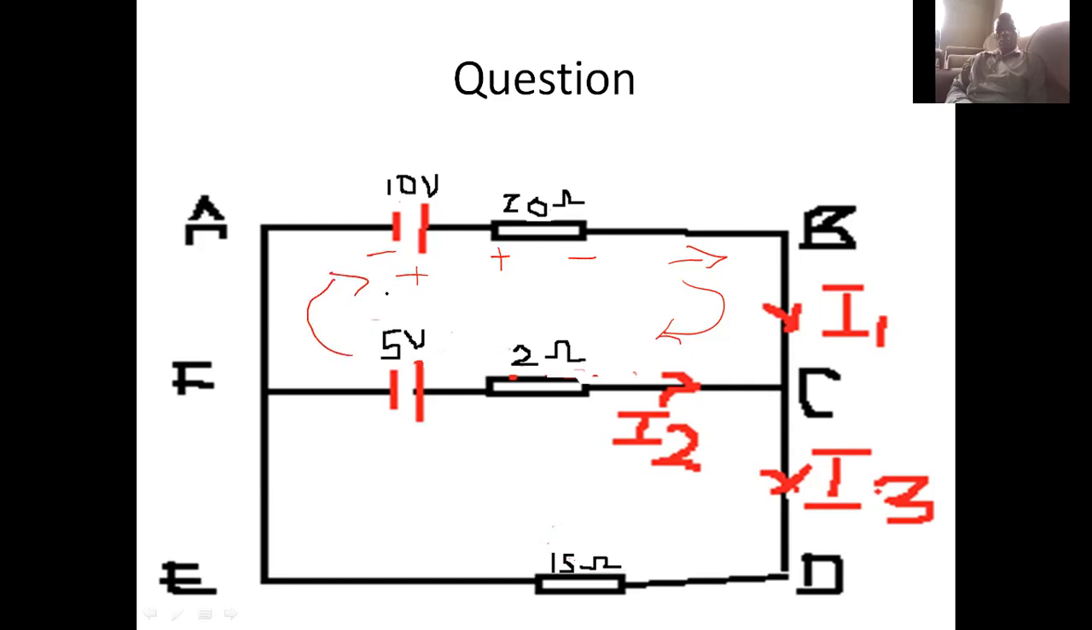And if we are going to this loop here, for loop number one, which is ABCF, it means that this one will be positive, this is negative, this is negative, this is positive. And for this other loop, the current here would be positive and this would be negative. Okay. And so now we can merely apply the junction rule as well as the loop law. For the junction rule, we know that current one is entering the junction and current two is entering the junction and current three is leaving the junction.